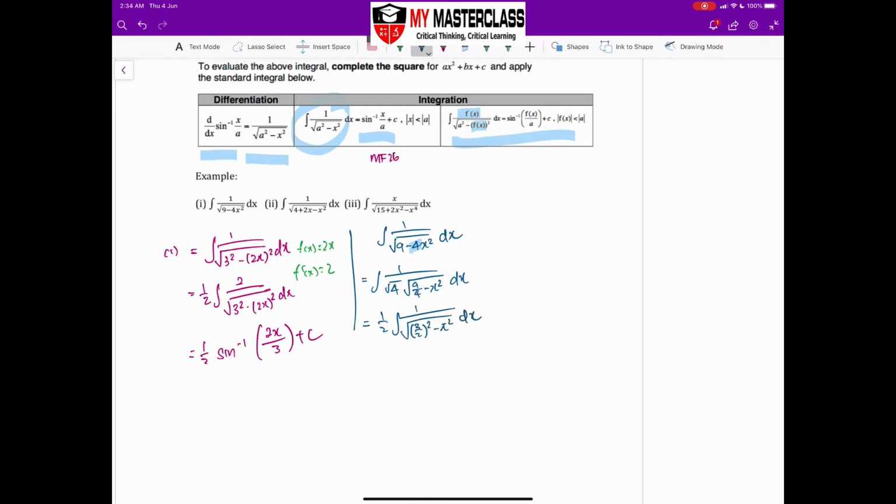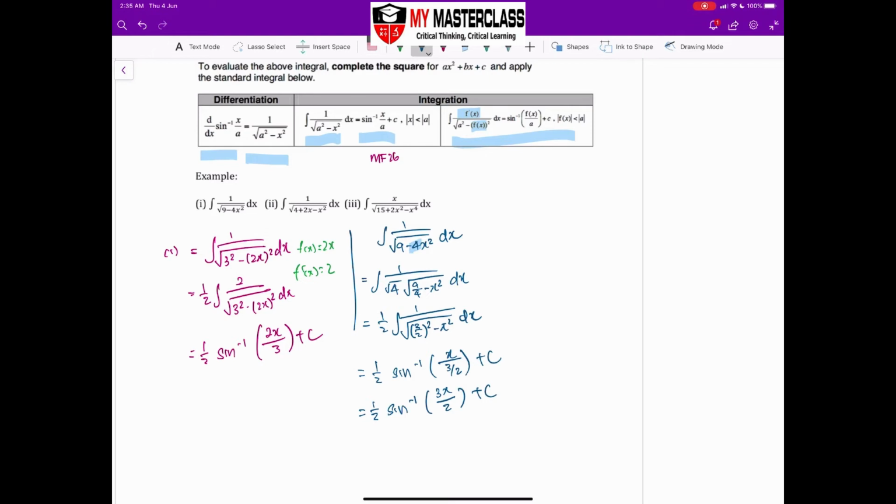The method here is actually to make it into something like your MF26 over here. So it's in terms of a squared minus x squared. So instead of f(x), it will always be x squared. And in this case, your a will be 3 over 2. If I quickly write out the formula, essentially you'll give me half sine inverse x over a. In this case, it will be x over 3 over 2 plus c. If I further simplify, it should give me the same result of 3x over 2 plus c.